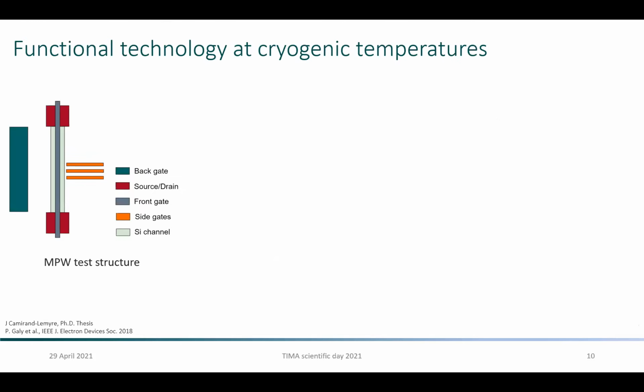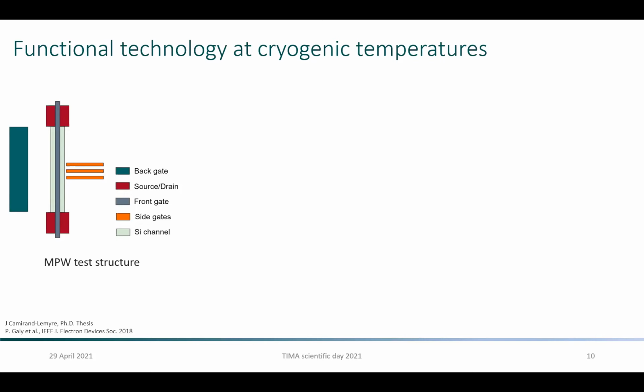Here is a top view of the structure. Let's neglect the side gates for the moment. You can see that it looks like a modified standard FD-SOI MOSFET. It consists of 4 terminals, the source, drain, front, and back gates. And this device was designed to investigate cryogenic behavior of the technology, and it was operated as a transistor at low temperatures.